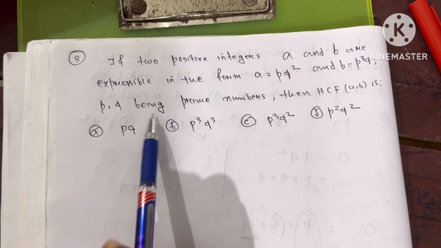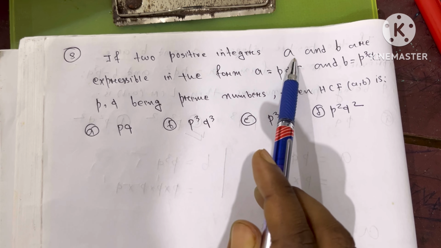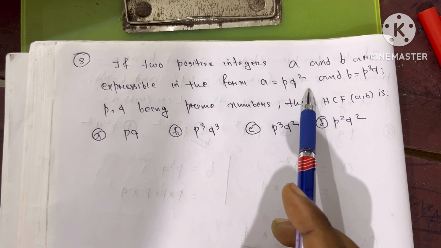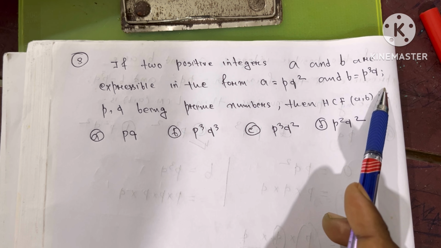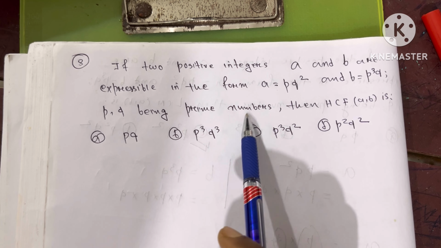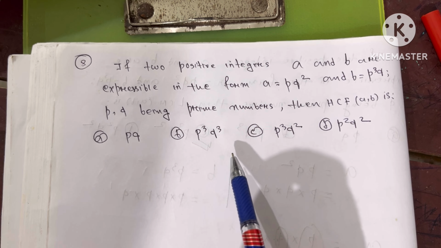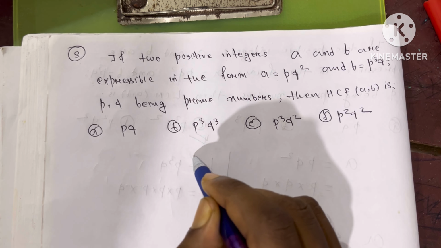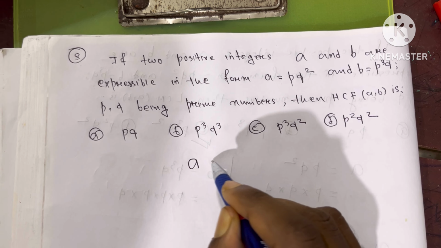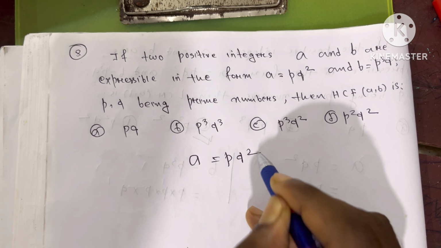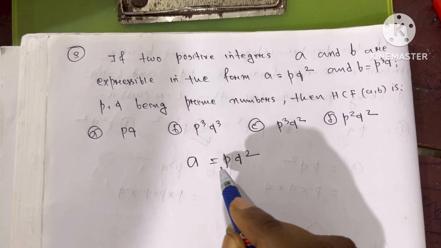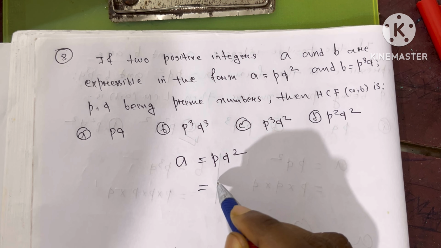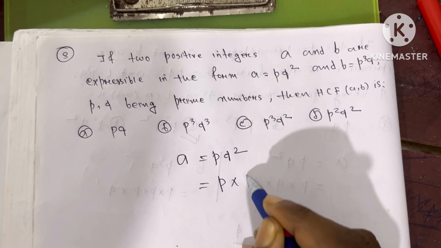Move to question number 8. If two positive integers A and B are expressible in the form A is equal to PQ square and B is equal to PQK, P and Q being prime numbers, then HCF, same like the previous question. For finding HCF, first you have to factorize the numbers. Given that A is equal to PQ square. So A is in the form of product of prime exponents. If you factorize this, what factors will come? A is P into Q.